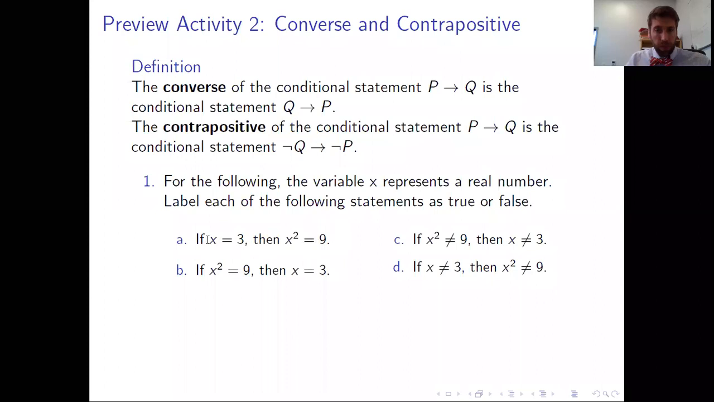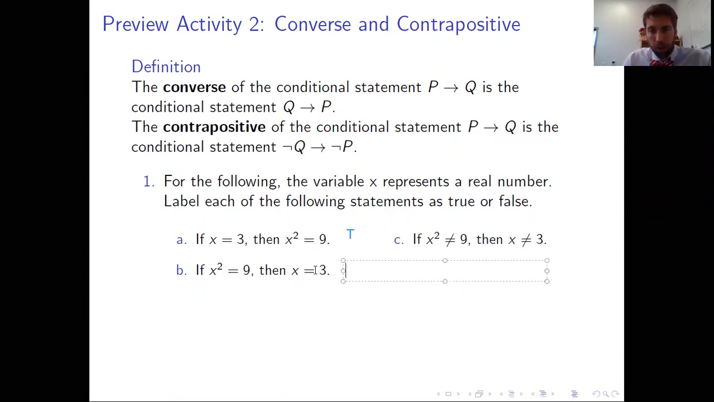So here, if x equals 3, then x squared equals 9. Well, that's true. Okay, if x squared equals 9, then x equals 3. Is that true? No, because x could be -3. -3 squared is also 9, so it's false. It doesn't necessarily mean it's equal to 3.